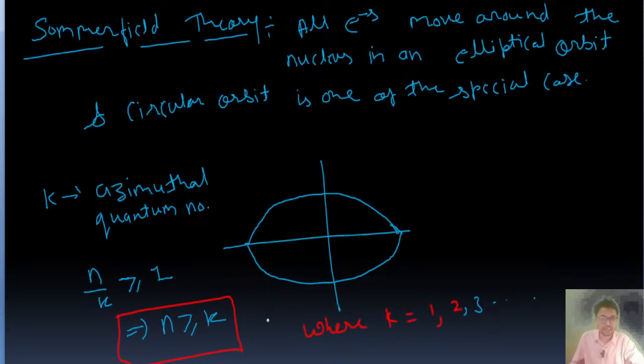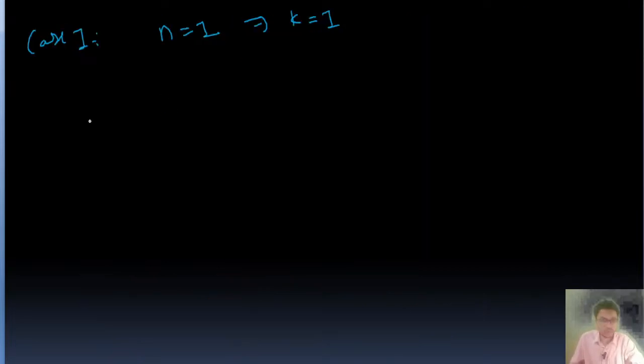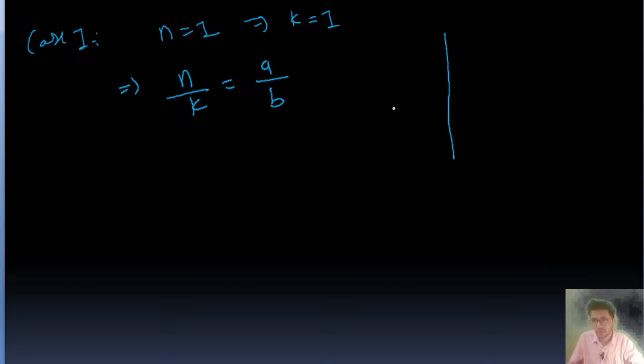Okay, so now we'll study different cases. Talk about case 1, that is N equal to 1. N equal to 1 implies K equal to 1, because K values start with 1, 2, and N is greater than or equal to K. So if N equal to 1, K will be 1. In that case, N upon K is going to be equal to 1. So this is the elliptical path, guys.